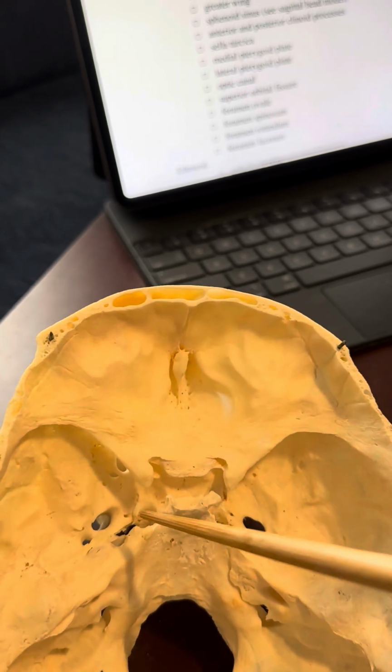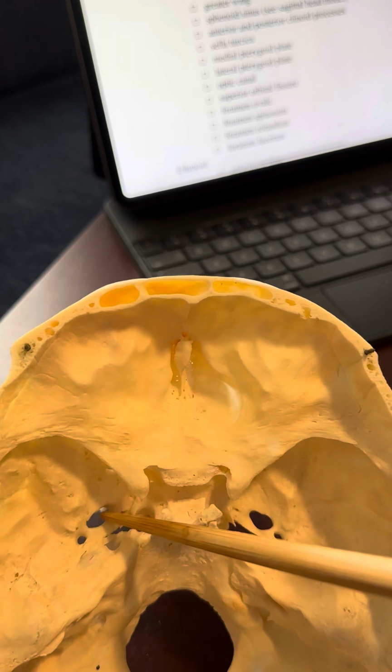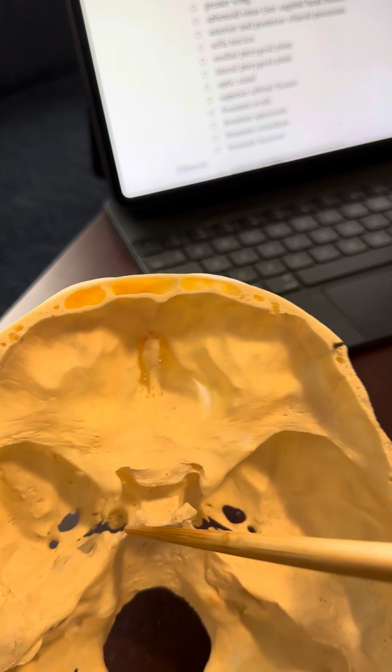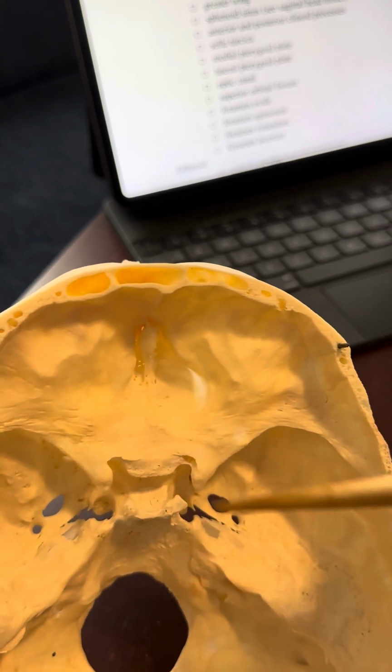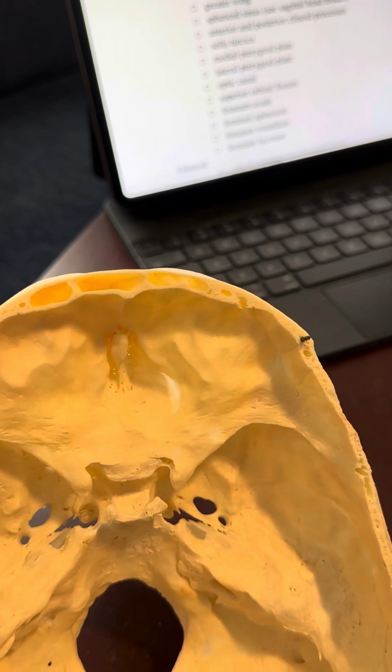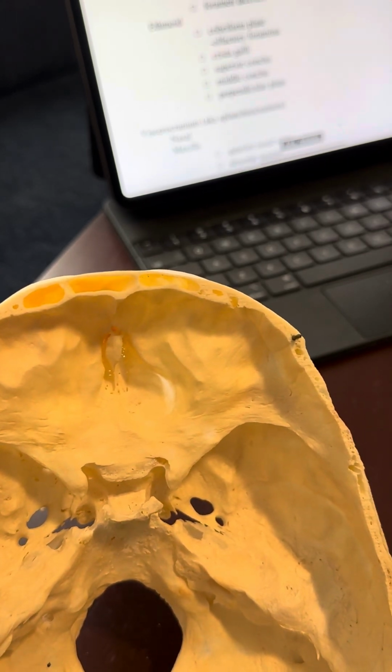Okay, so we have, again, foramen rotundum, foramen ovale, foramen spinosum, foramen lacerum. Okay, right there. And that takes care of the sphenoid bone.